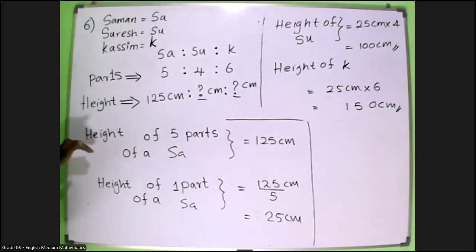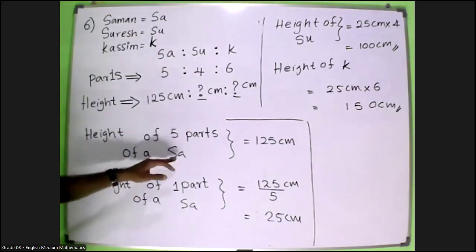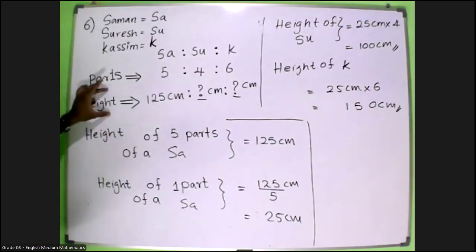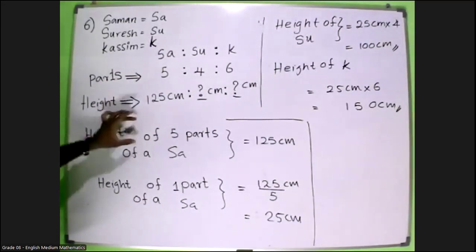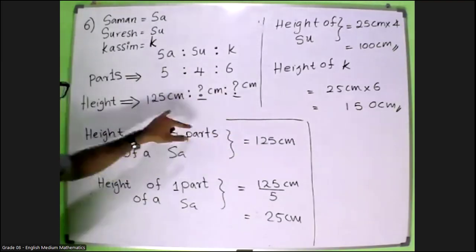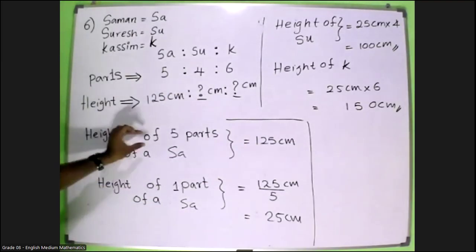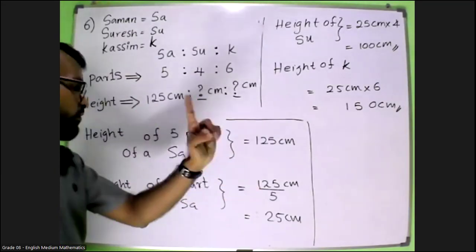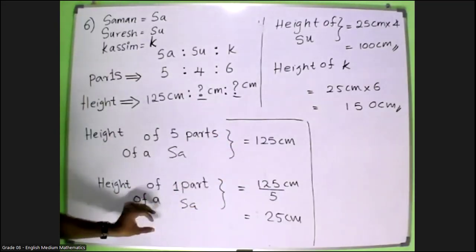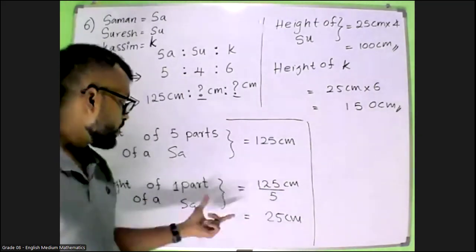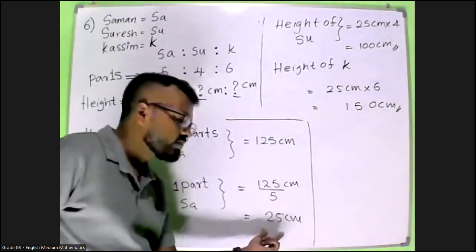So here, 8 of 5 parts of someone, right? So someone has 5 parts, and the quantity is 8. The 8 of 5 parts of sum 125 has been given, right? And if you know the 8 of 5 parts, you have to find the 8 of 1 part. The 8 of 1 part is 125 divided by 5. It will give you the 8 of 1 part, 25 centimeters.